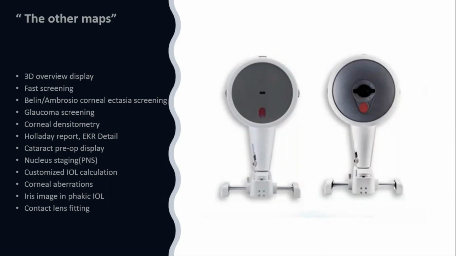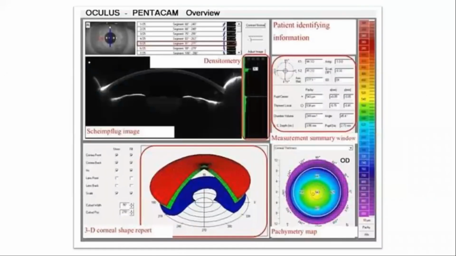3D overview display, fast screening report, BAD map, glaucoma screening, corneal densitometry map, Holladay EKR detailed report, cataract pre-op display, customized IOL calculation, corneal aberrations report, iris image in relation to phakic IOL, and contact lens fitting using Pentacam. Immediately after opening the Pentacam, the default display which appears before us is the overview display, where we can see the 3D images of the captured segments of the virtual eye and Scheimpflug images and other info.